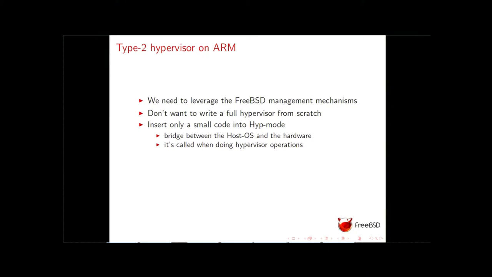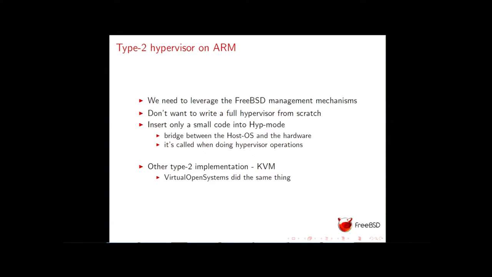We will insert only a small portion of code in hyp mode. Basically, that is a bridge. Whenever the FreeBSD host OS wants to execute a hypervisor instruction, it will call that bridge and tell it what instruction to execute, okay? Other type 2 implementations are from KVM. The Virtual Open Systems guys did the same thing and have a prototype running KVM on ARM this way, okay? The performance penalty using this bridge is not so big.